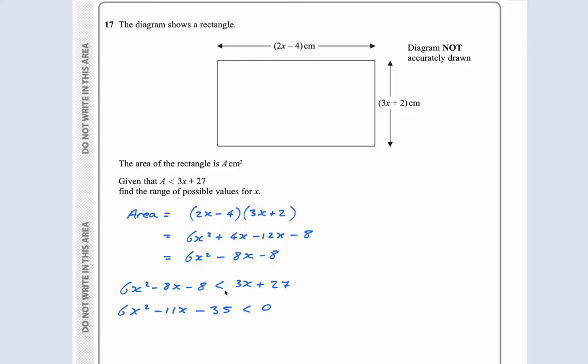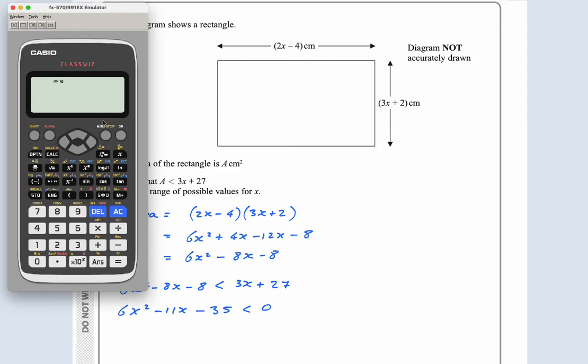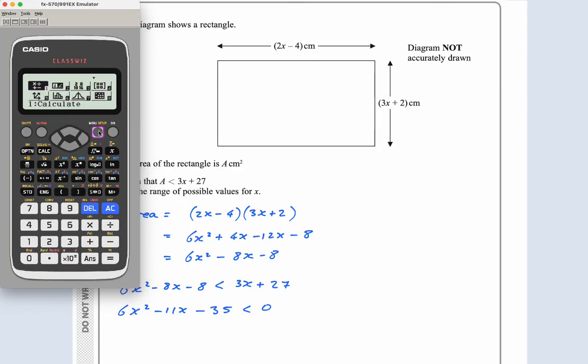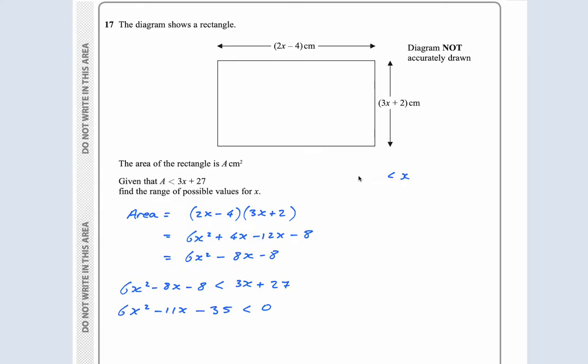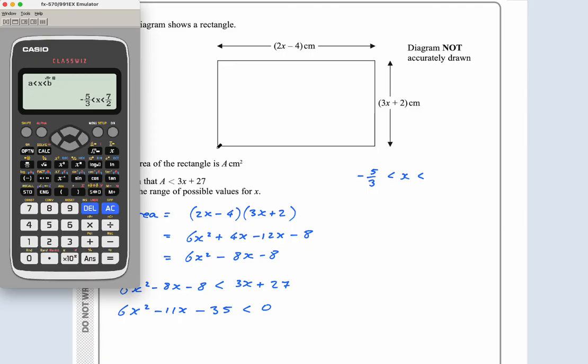So the first thing I do with a quadratic inequality, guys, is go to your calculator and you can actually get the answer. Now you will need to show some working, but let's get the answer first. So I do degree 2. I do the second one because I want less than 0. I then do 6, negative 11, negative 35. Those are my numbers. And I get x is greater than negative 5 over 3, and x is less than 7 over 2.